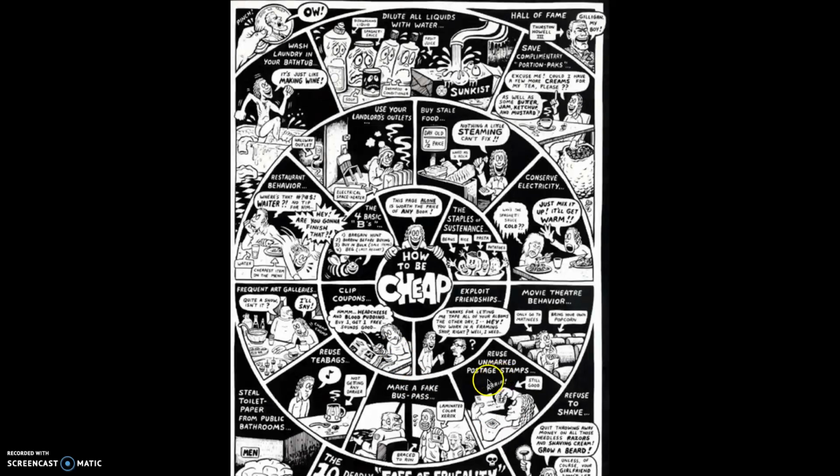For instance, here we get the rip sound when he's ripping the piece of paper, when he's removing the unmarked postage stamps. We also get a few instances of emanata when we see a question mark on one of the panels, but we also get a little bit of sweat. You could see it coming off right here when he's trying to use a fake bus pass. We see some sweat, which could be considered the emanata.